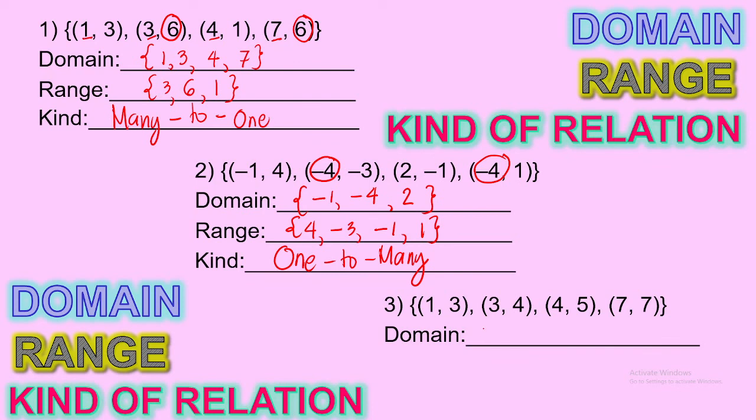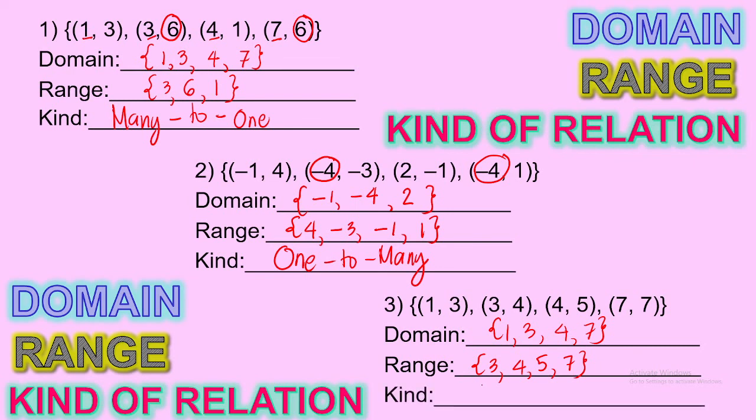Let's have the last item. The domain, that's simply 1, 3, 4, and 7. The range, that will be 3, 4, 5, and 7. And as you can see, there's no repetition in the domain as well as no repetition in the range. This is an example of a one-to-one relation.